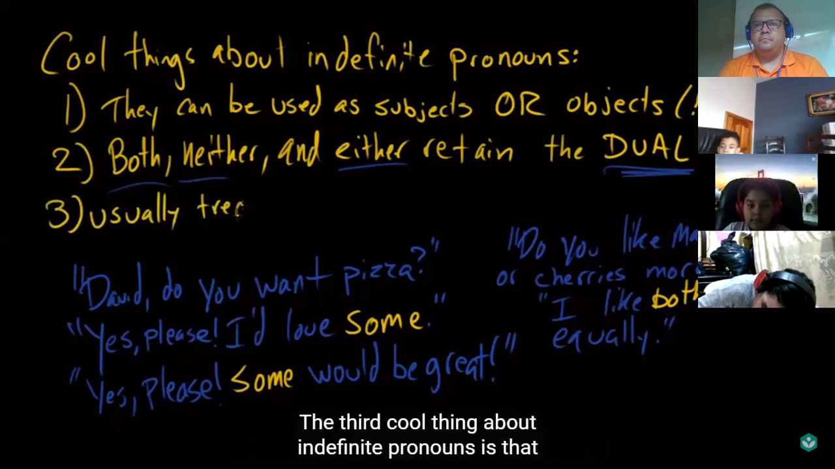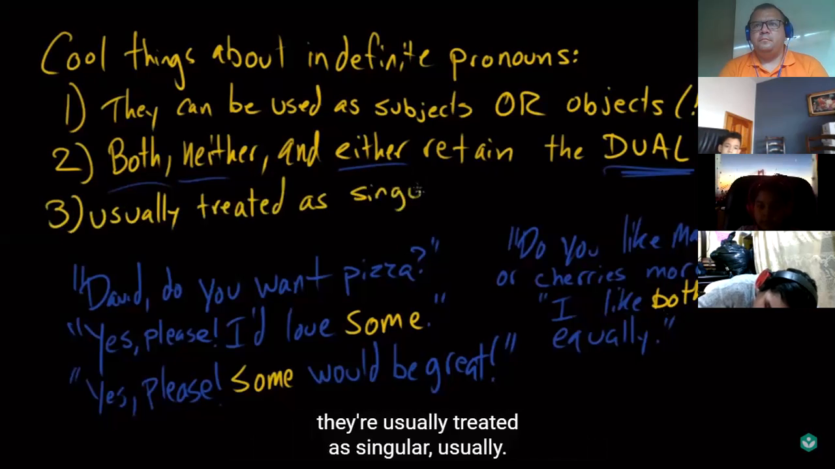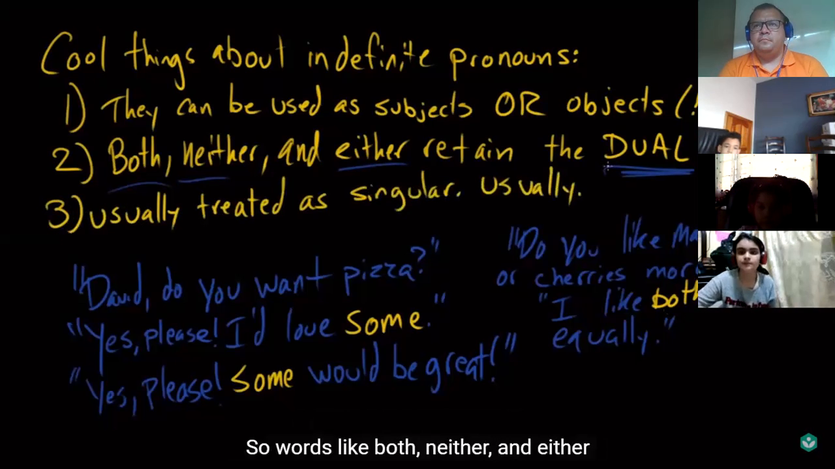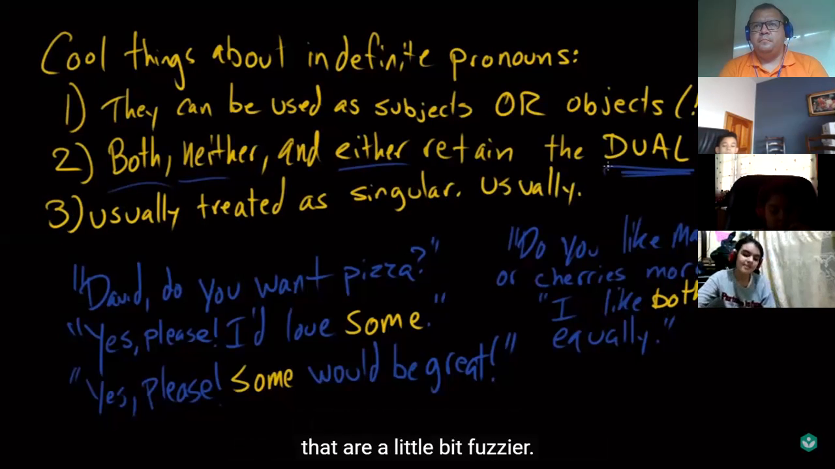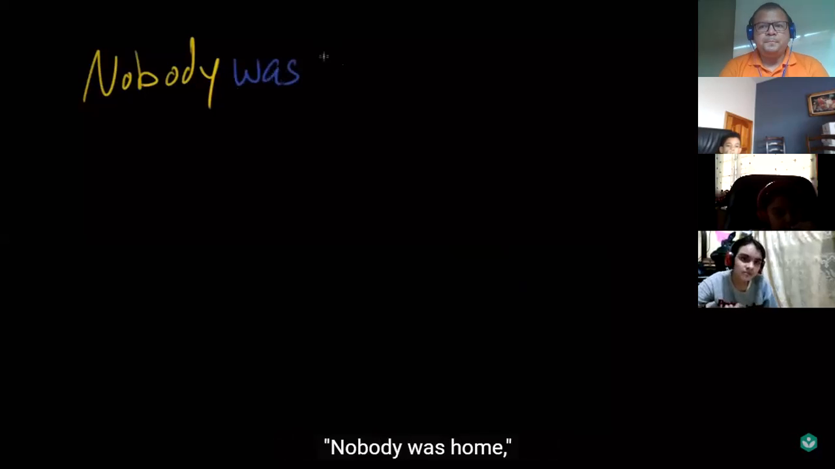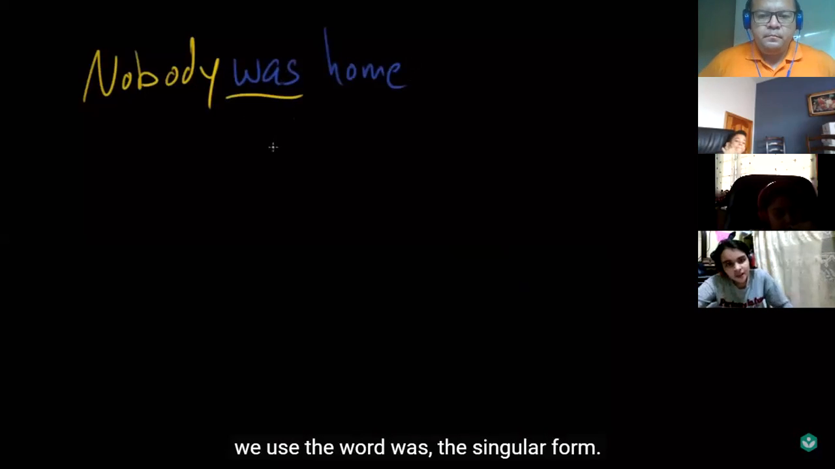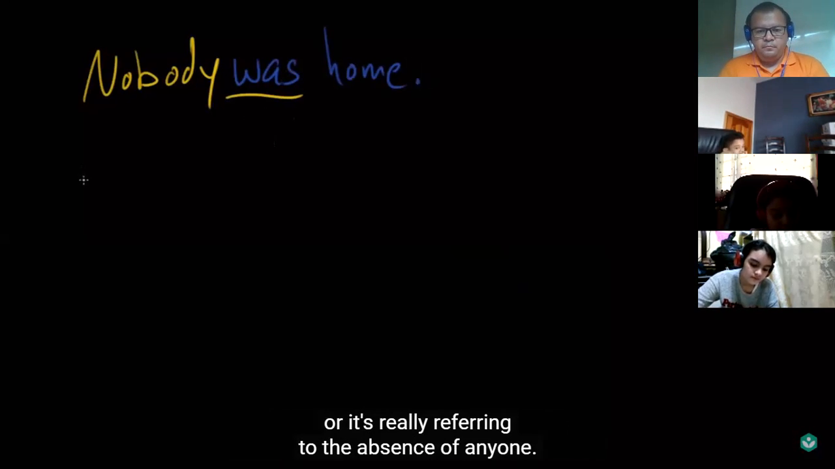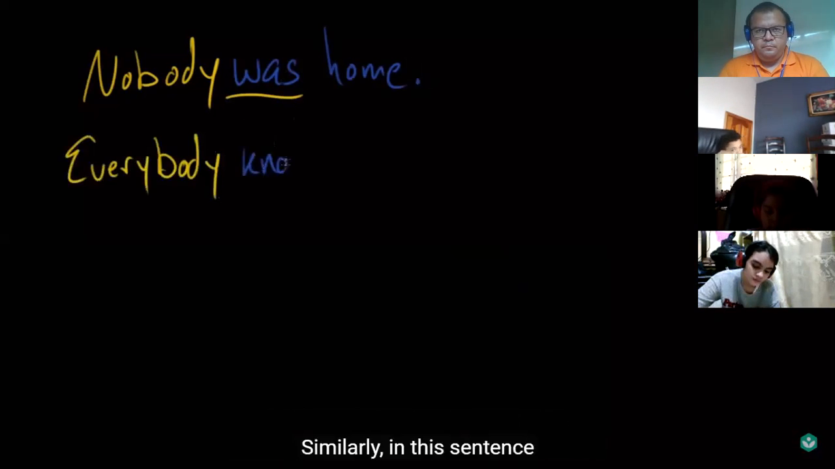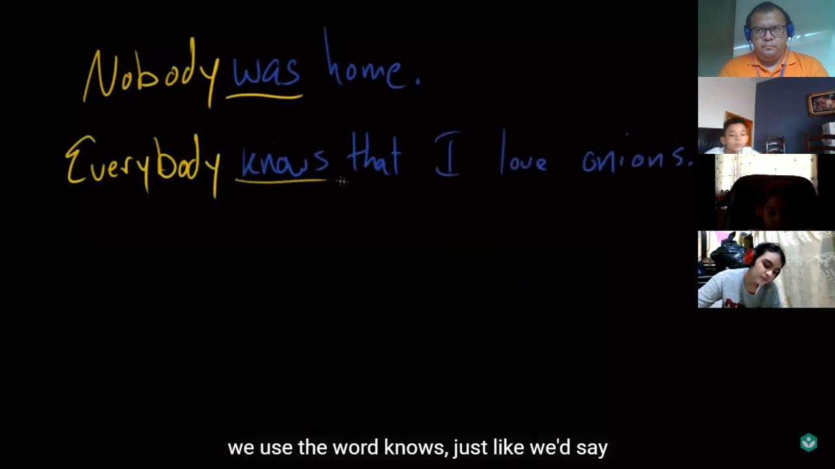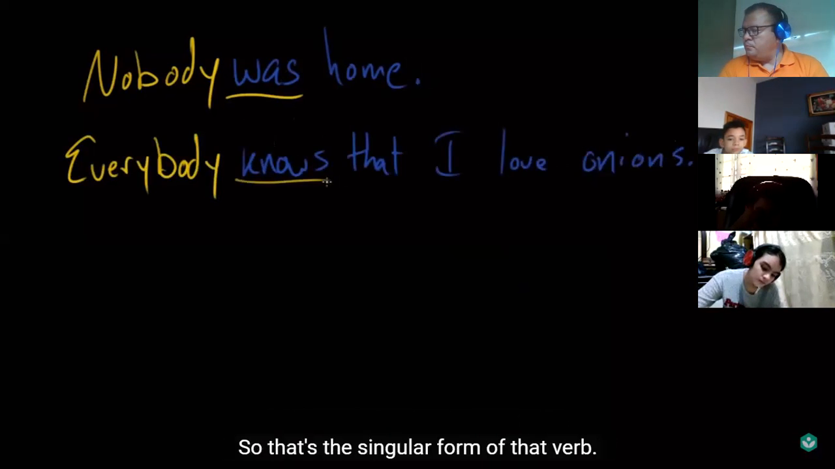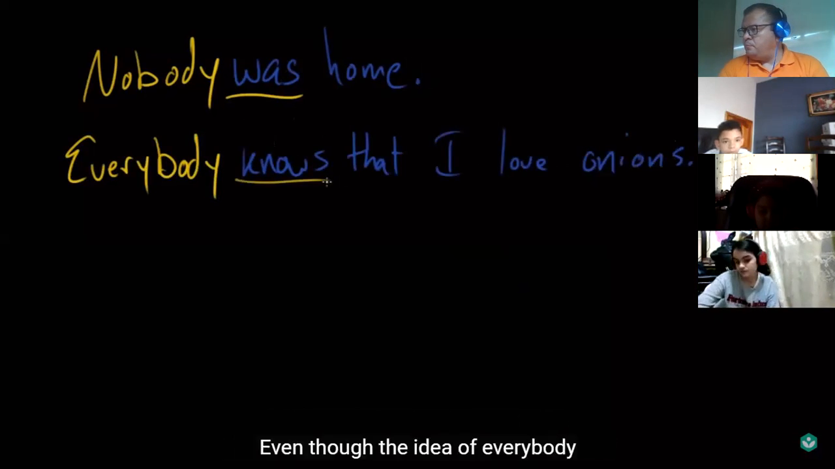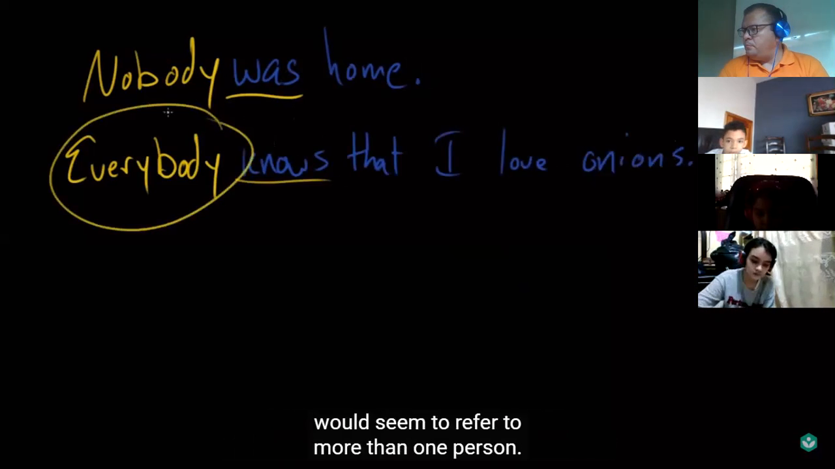The third cool thing about indefinite pronouns is that they're usually treated as singular. Usually. So words like both, neither, and either are obviously plural, but there are some that are a little bit fuzzier. For example, in the sentence, nobody was home, we use the word was, the singular form, even though nobody could refer to multiple people, or it's really referring to the absence of anyone. Similarly, in the sentence, everybody knows that I love onions, we use the word knows, just like we'd say, he knows, she knows, it knows. So that's the singular form of that verb, even though the idea of everybody would seem to refer to more than one person.